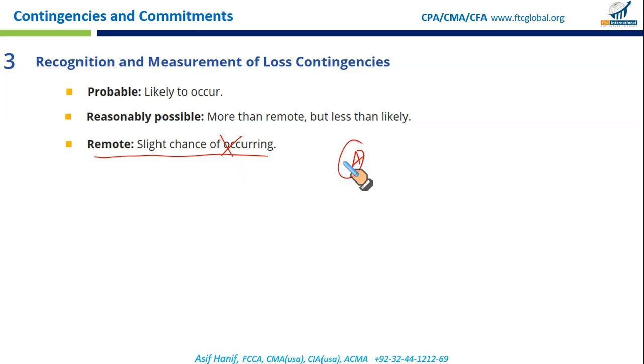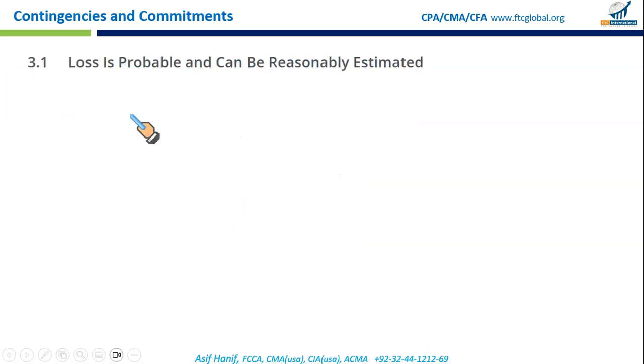Like company A has filed a case against you for patent infringement, and your lawyer tells you that this is very unlikely to succeed in court. There is just a 10% probability or nearly no probability. In this case, we don't do anything. We do not record it or disclose it in the financial statements.